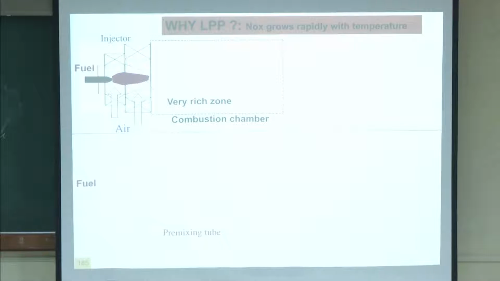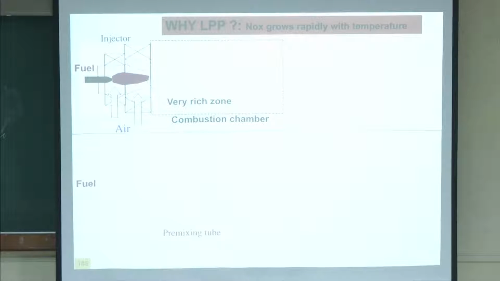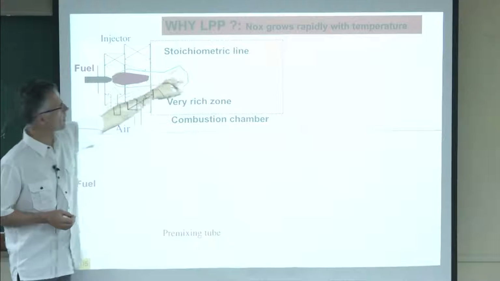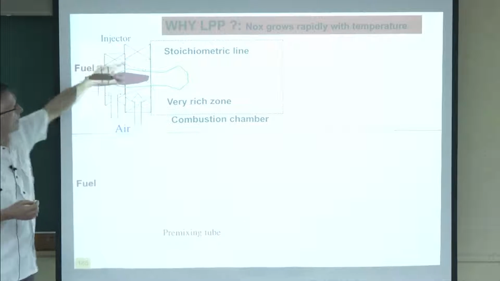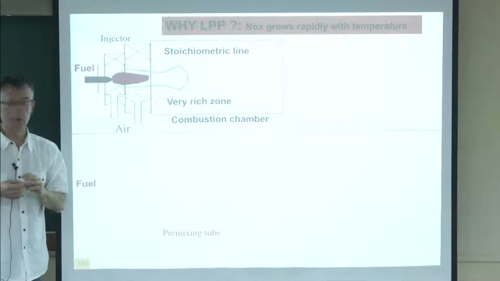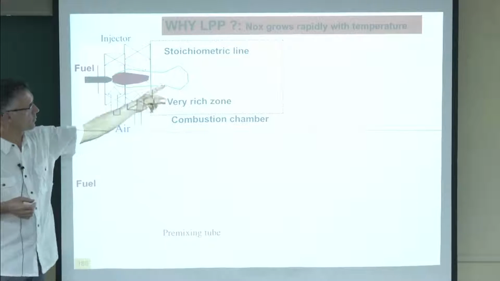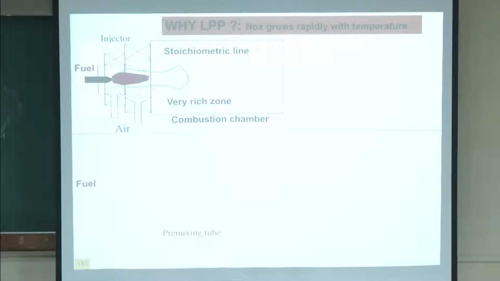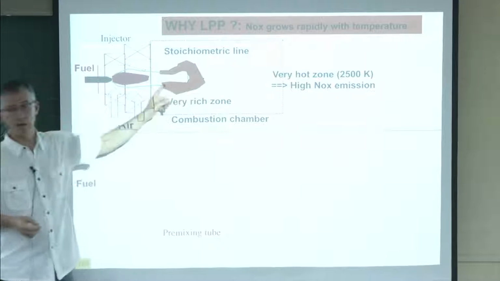Well, if you look at this flame, the initial flame, this is probably something we will discuss tomorrow. You can plot the stoichiometric line here. The stoichiometric line is the zone where the fuel and the air are exactly in stoichiometric conditions. For this case, without premixing tube, the stoichiometric line would be here. And the problem with that is that the temperature will be extremely large here.